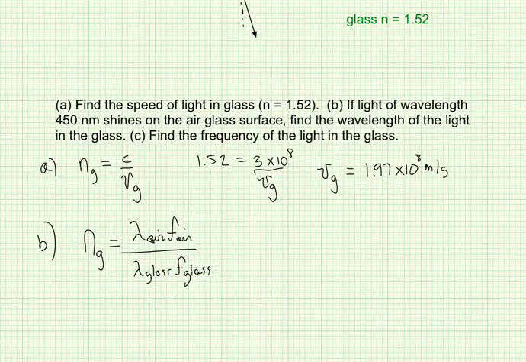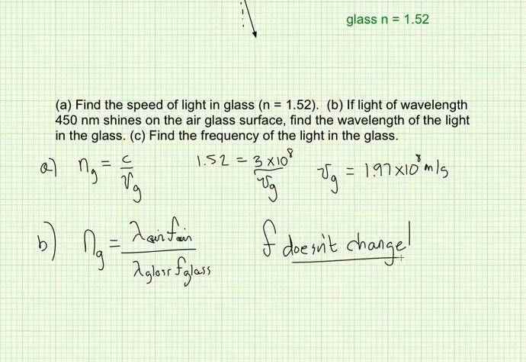Now, an interesting phenomenon occurs: as the waves encounter that boundary, the frequency with which those waves hit doesn't change. Whatever the frequency originally was, the frequency in the air and the frequency in the glass will stay constant. The frequency doesn't change, meaning I can cancel these out.